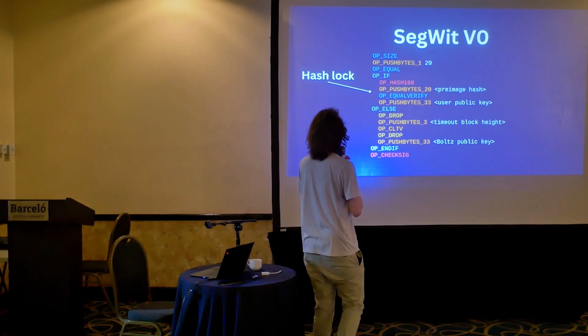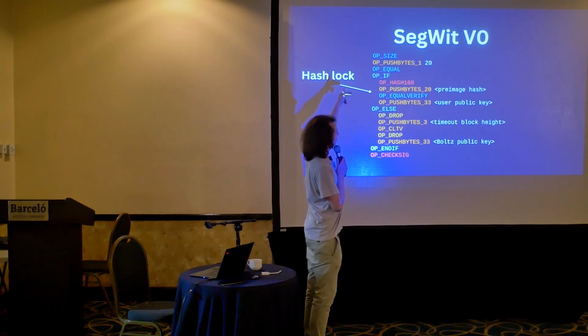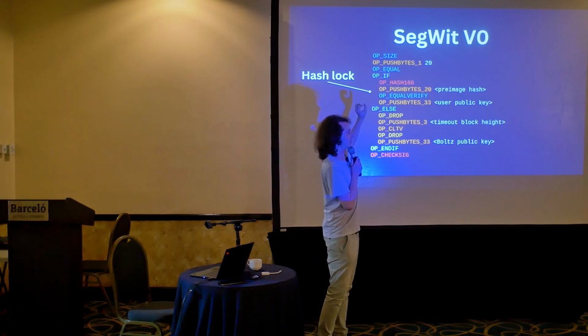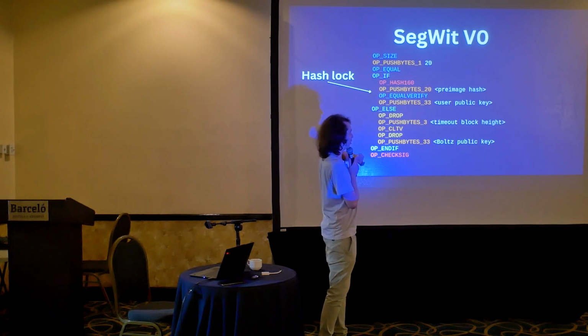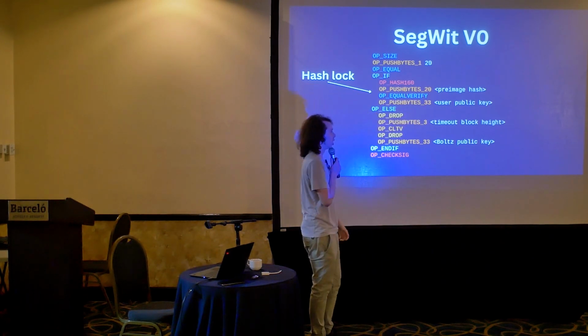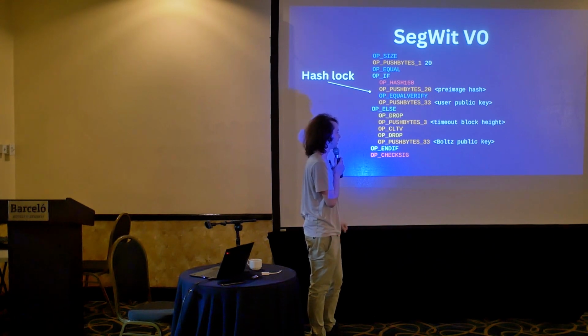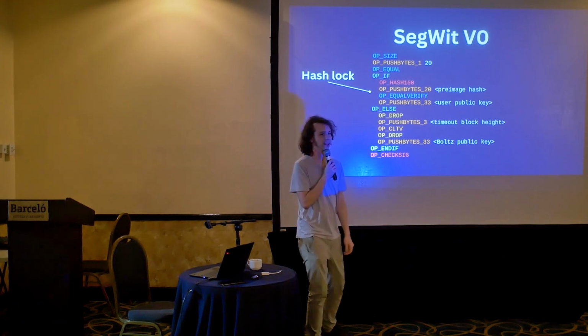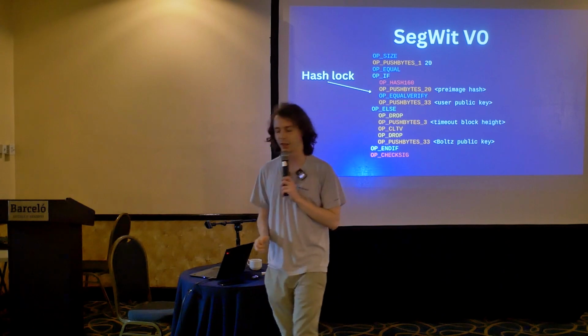So to reiterate the concept, if the first parameter of the program has a length of 32 bytes, we check if it's correct against the hash that we expect it to be, and if so, we push the public key of the party who is supposed to claim the HTLC and verify the signature against that. That's the hash lock part.